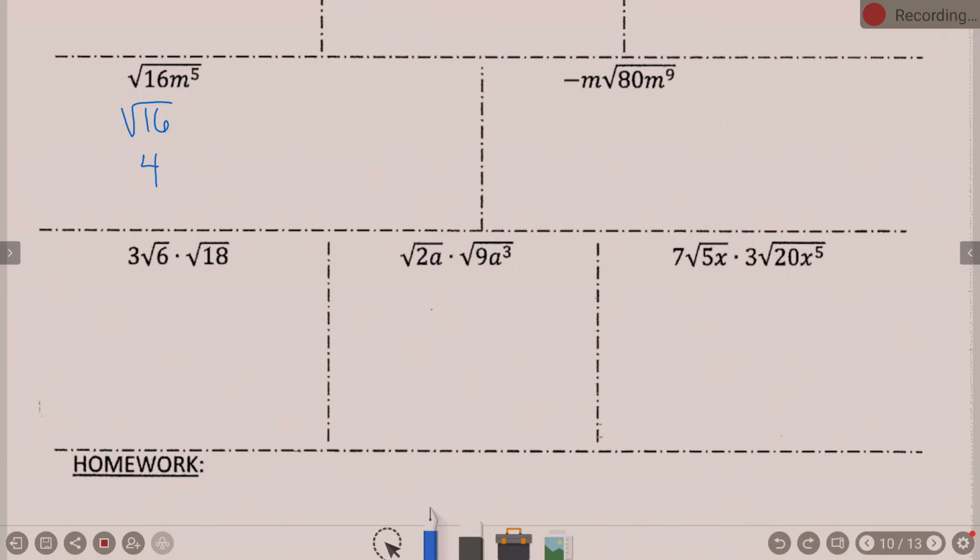I'm trying to think the best way to explain this. What is the closest power below 5 that's even? 4, right? So what I'm going to do is break this up. Instead of having m to the 5th, I'm going to break it into m to the 4th times m to the 1st.